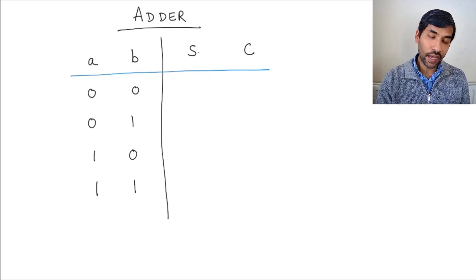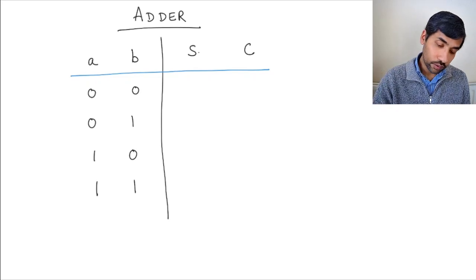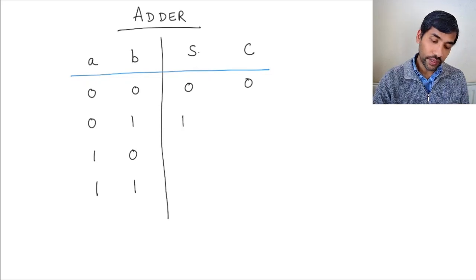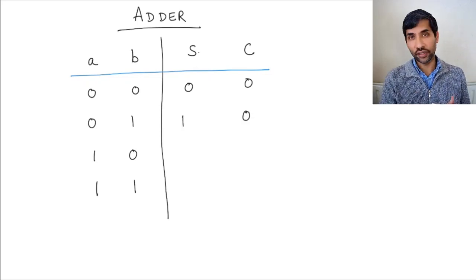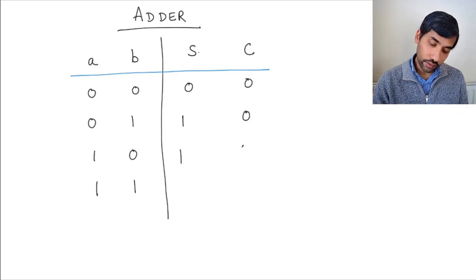So if you add A and B, and if you add 0 and 0, what's the answer? It's 0, right? So you get the answer 0 and 0. If you add 0 and 1, the sum is 1 and the carry is 0. There is no carry over from there. If you add 1 and 0, you get the same thing. You get 1 and 0.